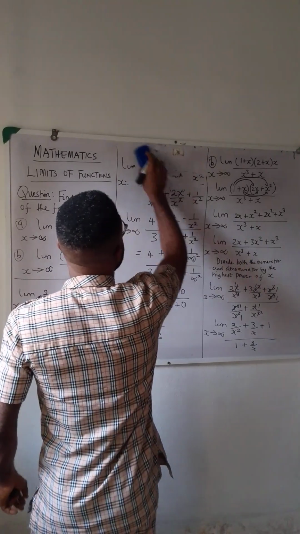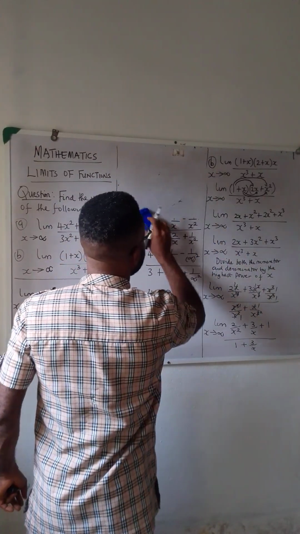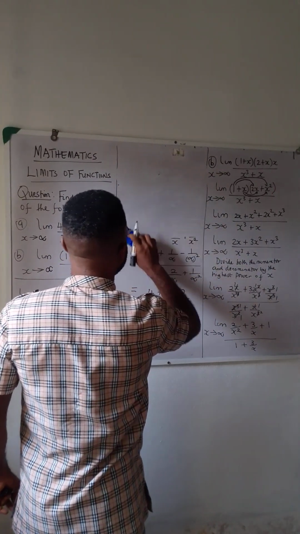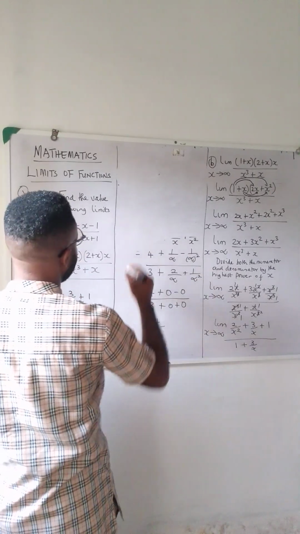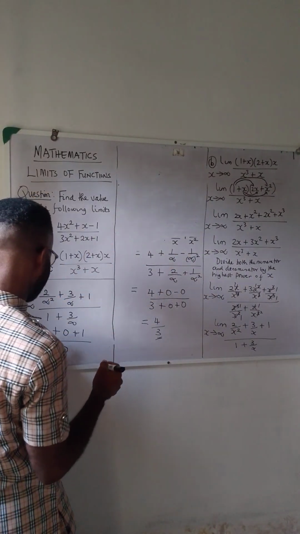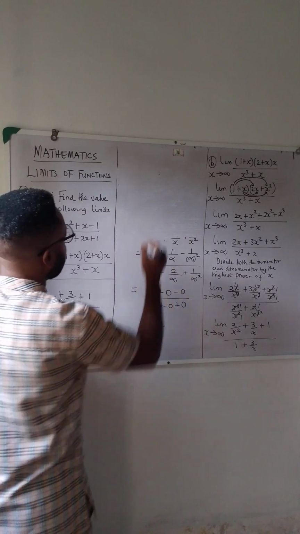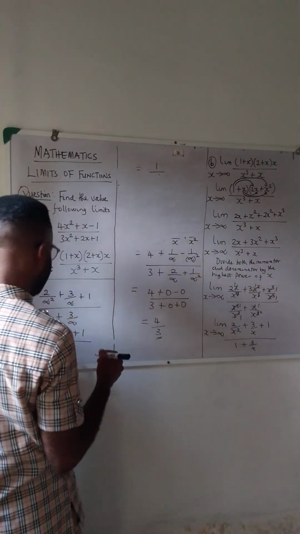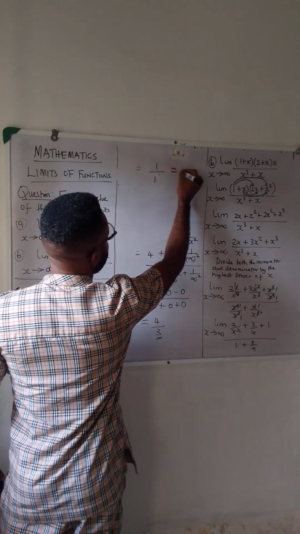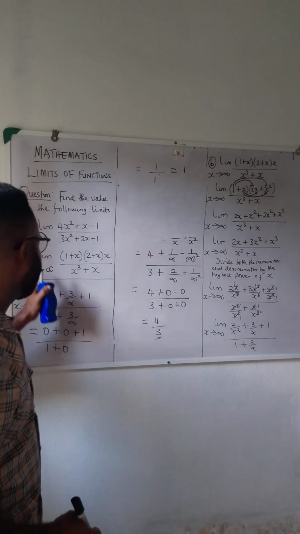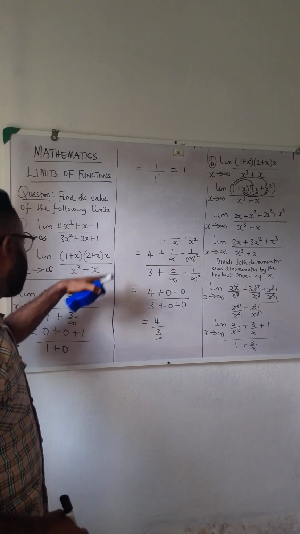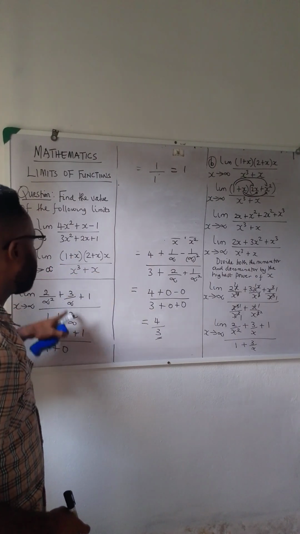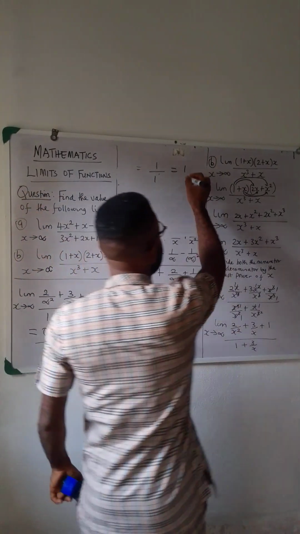We continue. And so from here we have 0 plus 0 plus 1 over 1 plus 0, which will give us 1. So our answer is 1. So in solving this problem, the limit of this function as x tends to infinity is equal to 1.